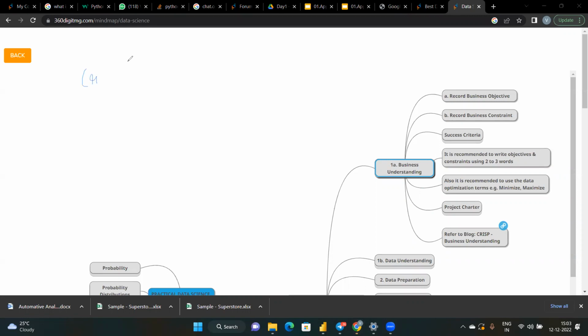Let me change my font. So I was talking about credit card, guys. When I say the terminology record business objective, record business constraint, it may be hard for you, so let me crack it for you. What is meant by recording business objective and recording business constraint?